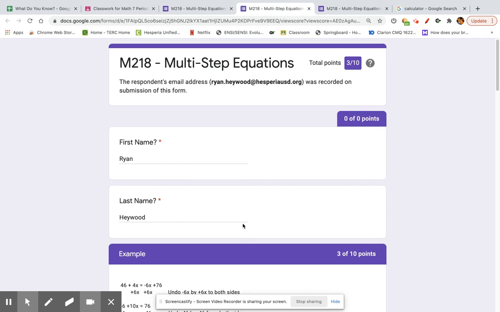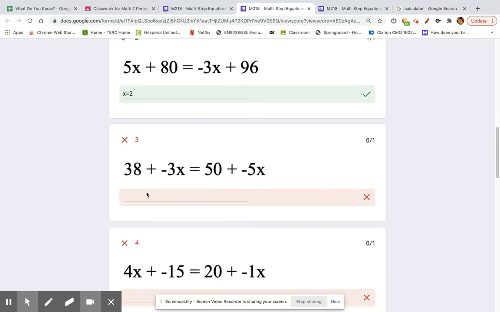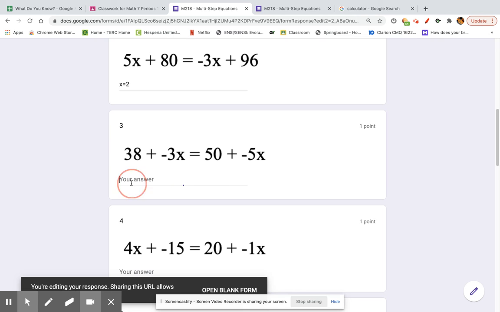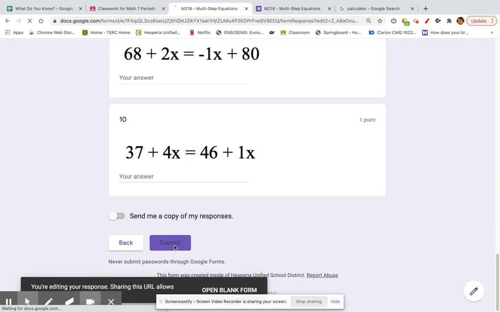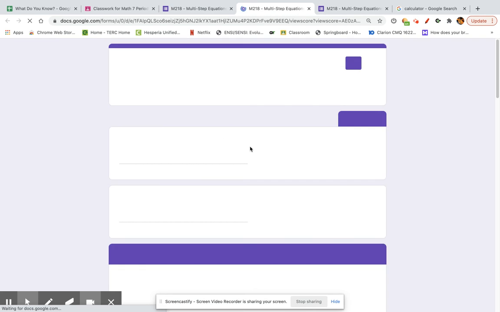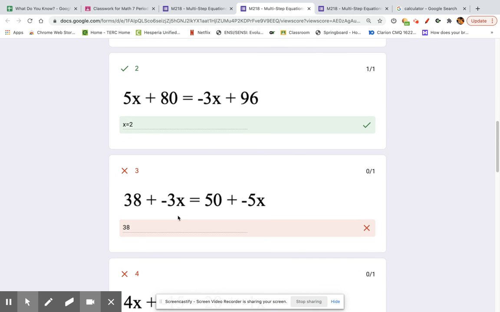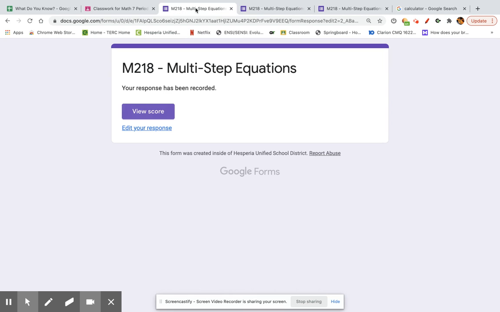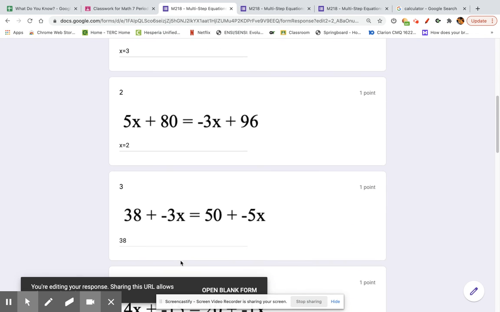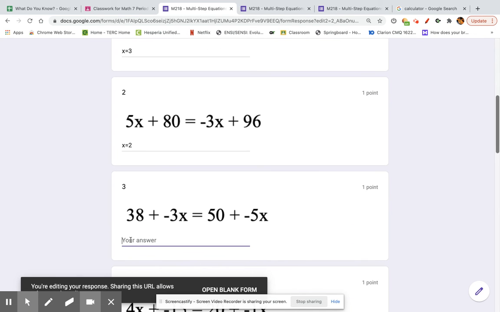Now, if for some reason you didn't get one right, let's just say that we said number 3. Oh, so we have to go to our editing of the responses. So let's say number 3, I said the answer was 38. Okay. That's not right. We push submit, and I can see that I got that one wrong. So what I can do is I can go back and reattempt it. So I just go back to edit my response, and I go back to number 3 and delete that one and start over and try again.